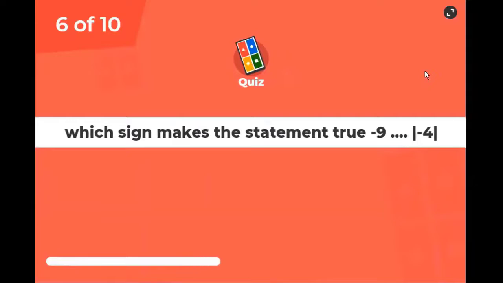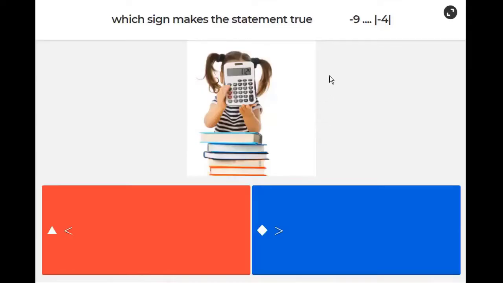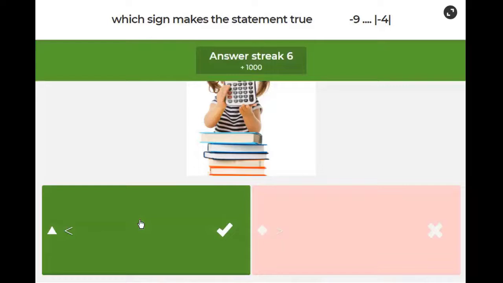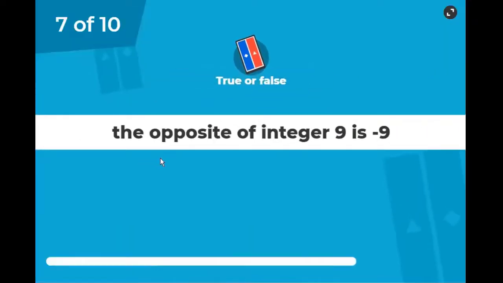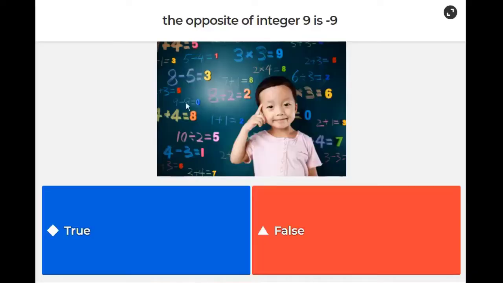Question number 6, which sign makes the statement true? -9 or absolute value of -4? Absolute value of -4 is 4, so 4 is greater than -9. Question number 7, the opposite of integer 9 is -9. True or false?